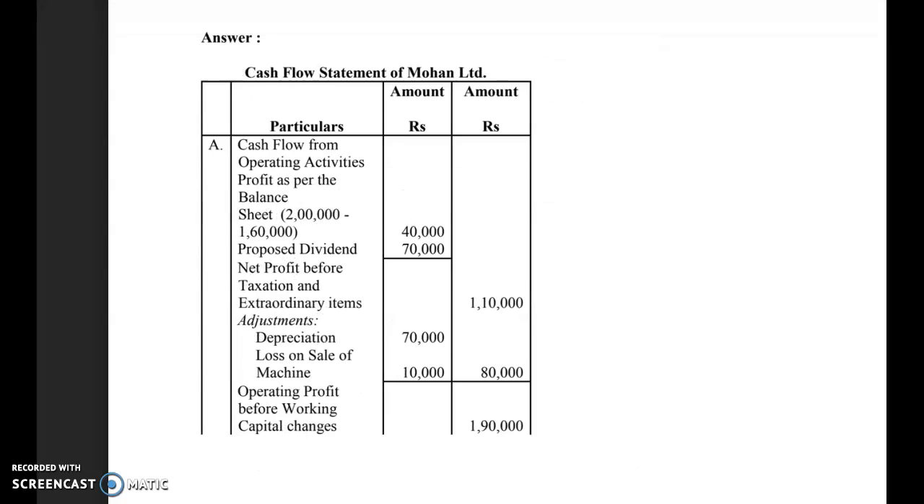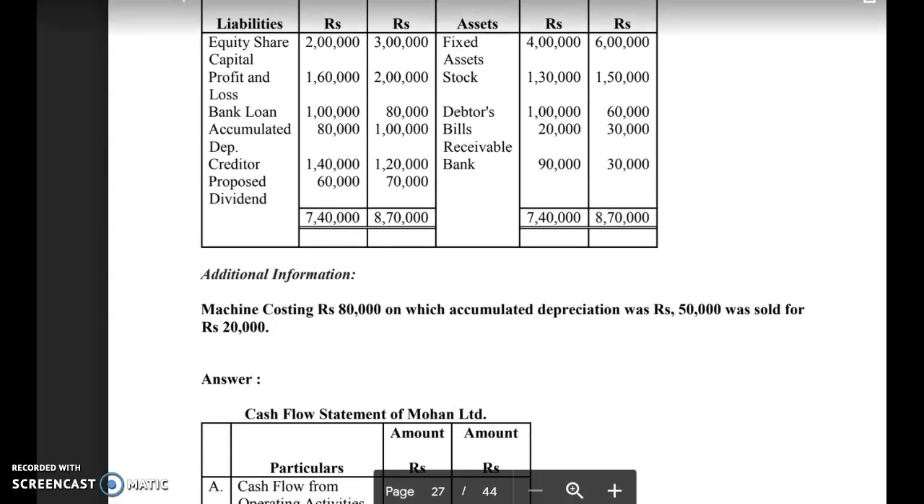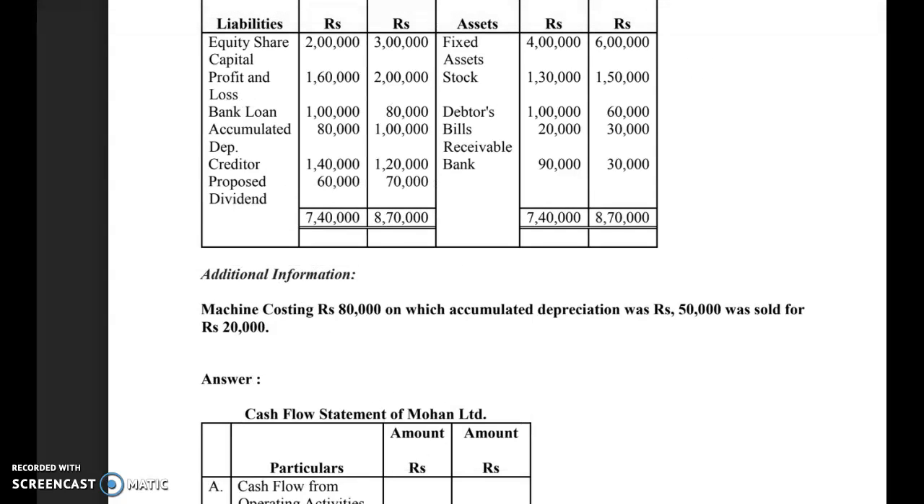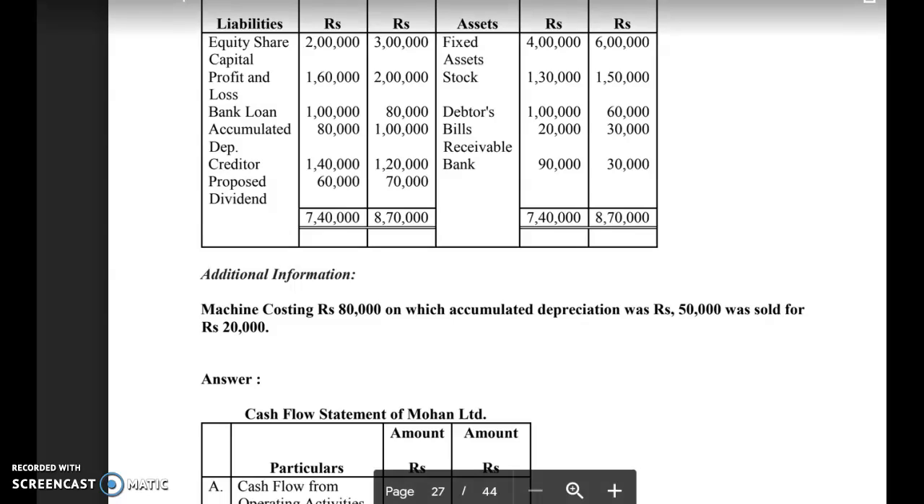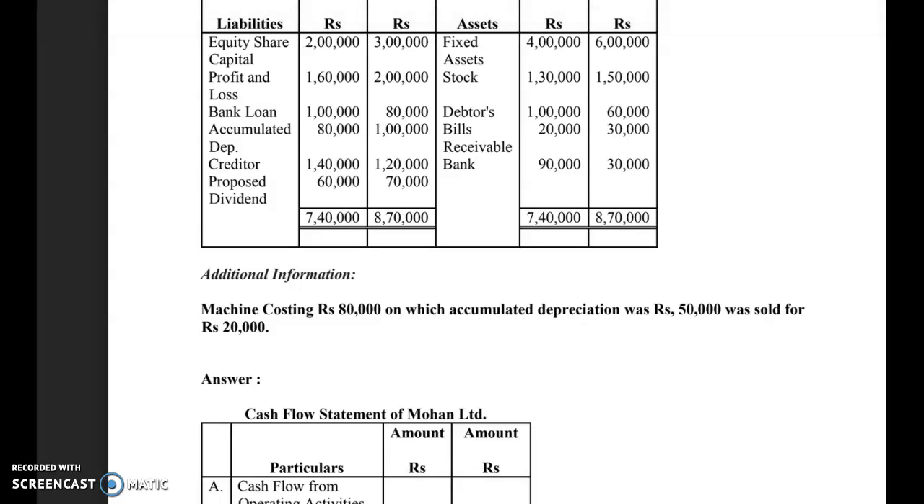Now what do we have to do next in the cash from operating activities? We have to make the adjustment relating to the non-cash and non-operating expenses. Which are they? First, it is given depreciation 70,000. How does that amount of depreciation arise? Very simply, see here, the opening balance in the depreciation account is given as 80,000. Closing balance is given as 1 lakh.